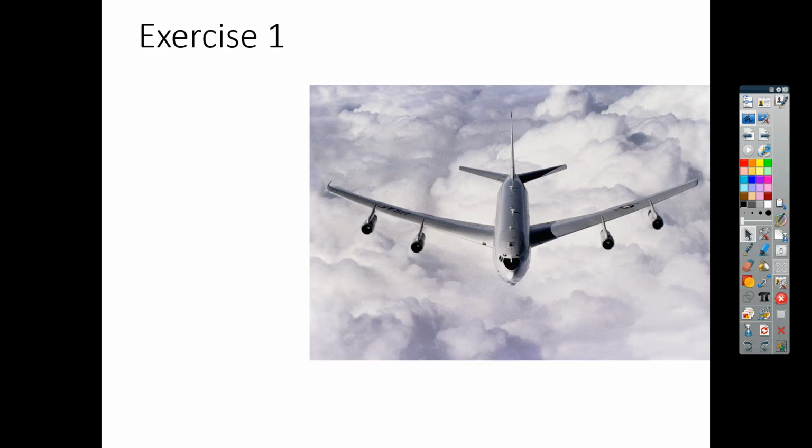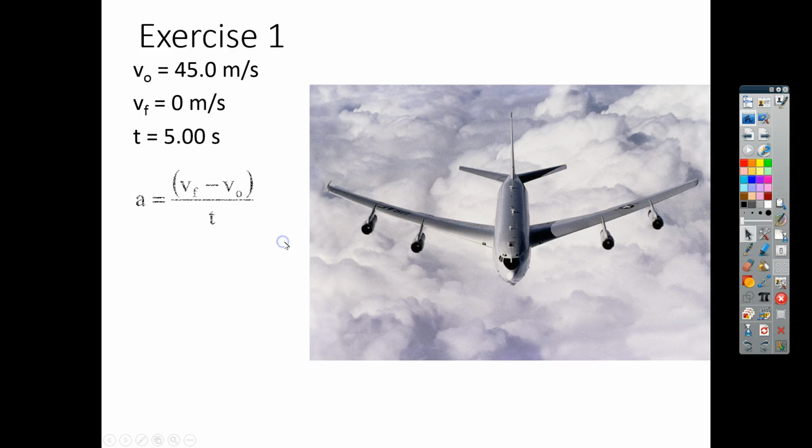These are the acceleration problem exercises, and these are just the answers or the solutions to each one of them. For the first one, you have your jumbo jet. The first thing is its original speed is 45 meters per second. Its final speed is 0 because it comes to a stop, and it takes about 5 seconds for it to slow down to that stop. At this point, we need to figure out what the acceleration of the plane is.